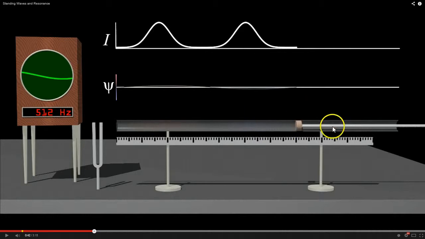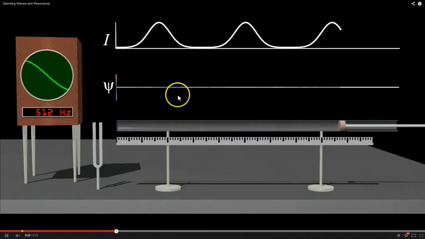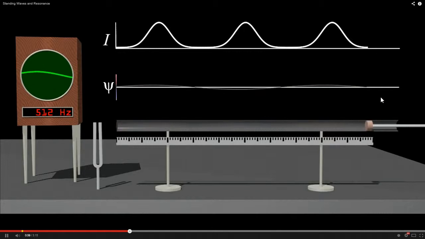Now we need to increase the length of the tube until it matches the next frequency, and here it is. You see the pressure graph starts doing this, otherwise it will go down. So in this case, we identified three harmonic frequencies of the tube. Let's do some calculations on this.